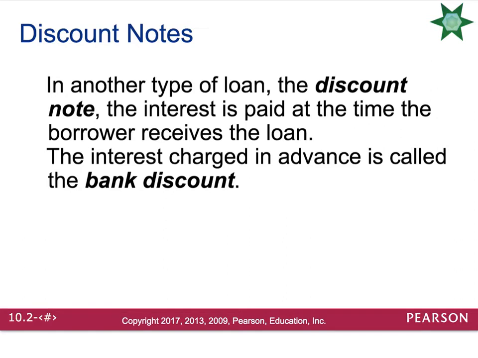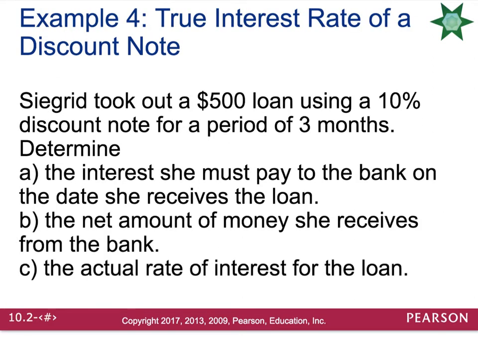Discount notes. In another type of loan, which is called the discount note, the interest is paid at the time the borrower receives the loan. The interest charged in advance is called the bank discount. Let's look at example 4.